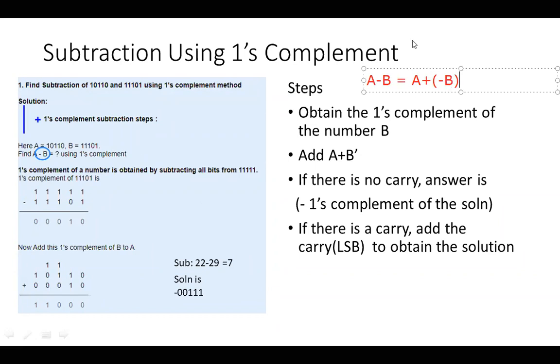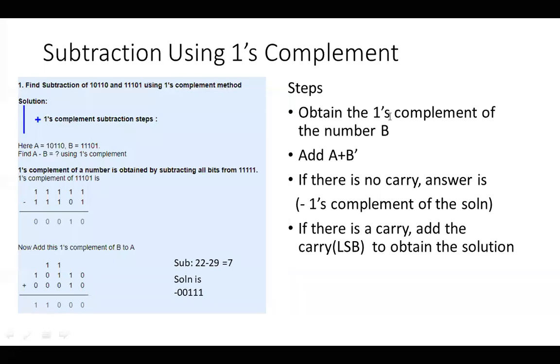Now here I have taken a number. What is the number? A is equal to 10110. In decimal it is 22. A will be 22 in decimal. Then what is B? B is equal to 11101. In decimal it is 29. So what we have to do? 22 minus 29 should be equal to minus 7. So it is not plus 7, it is minus 7. How do we solve that? Using ones complement.